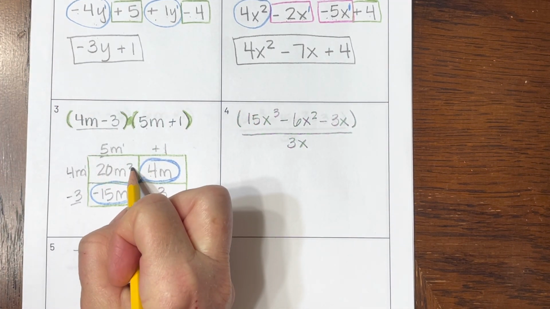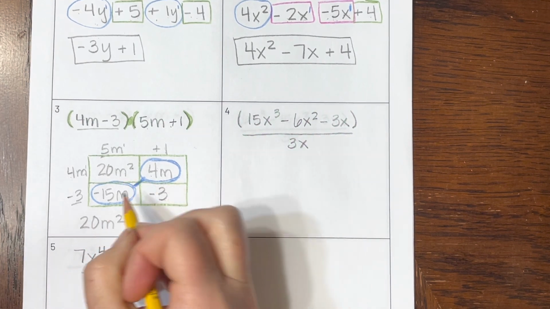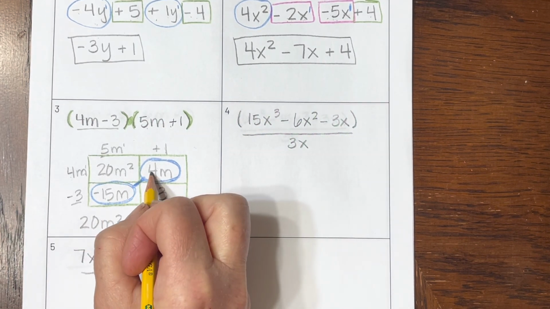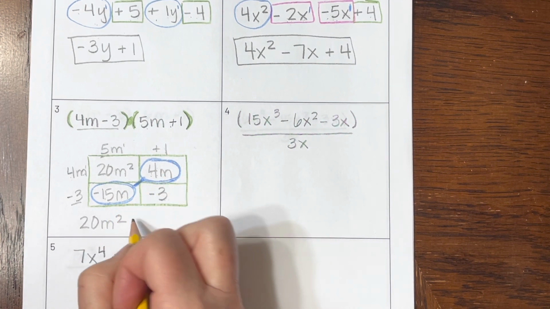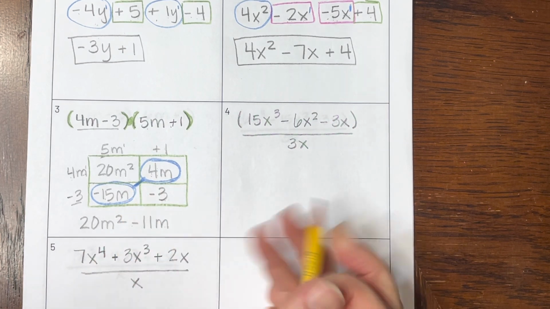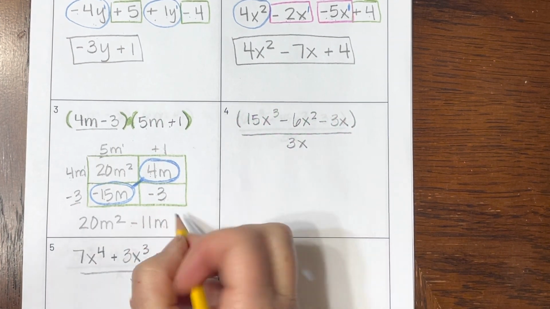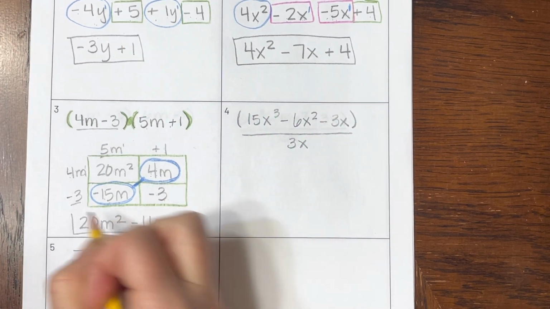So m squared is my largest power, so 20m squared. I have a -15 and a +4. Since they are different signs, I'm going to subtract. I get a -11m. And since I'm adding, subtracting, my m just stays m. And then finally, I have my -3. And that is my final answer.